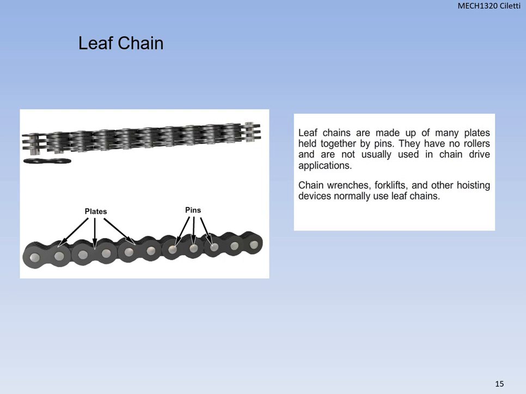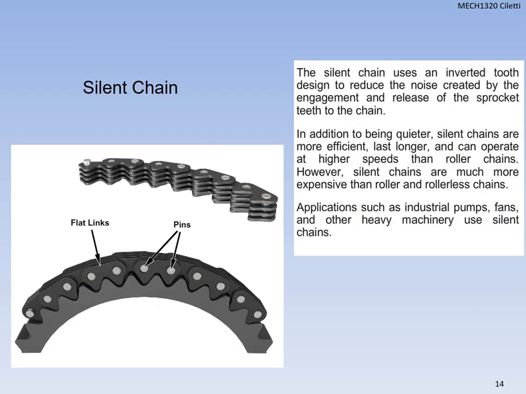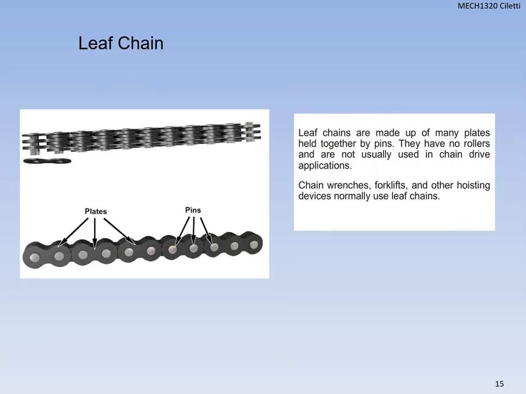We have a leaf chain. Multiple plates there. Really, what's the difference between the silent chain and the leaf chain is the teeth. The silent chain is going to have those teeth that stick up, where the leaf chain does not. It just has a bunch of plates. There's no rollers.